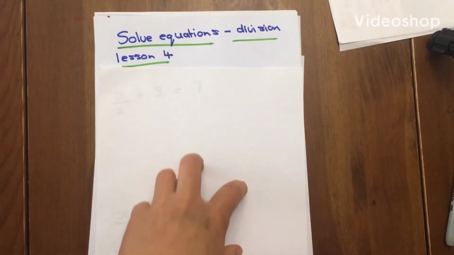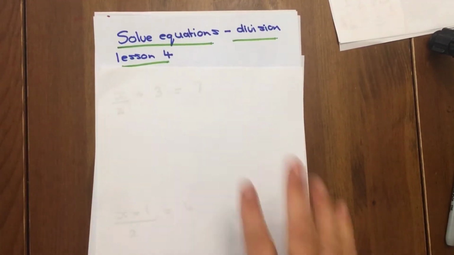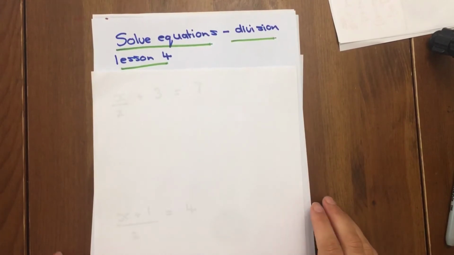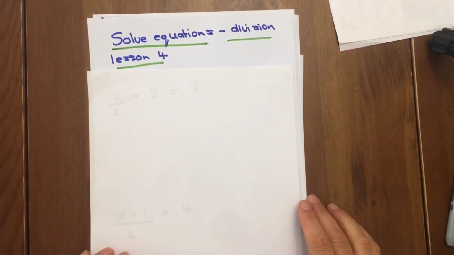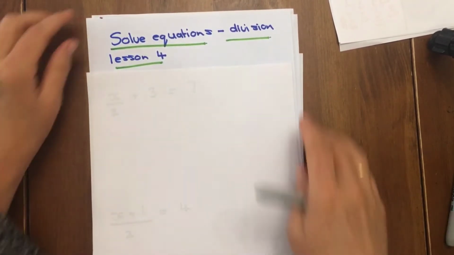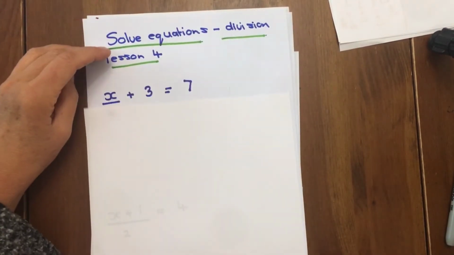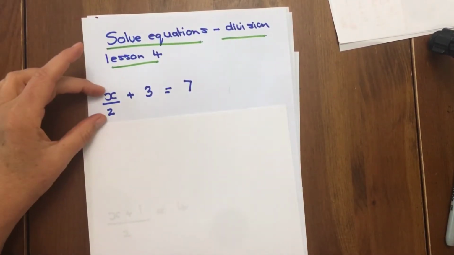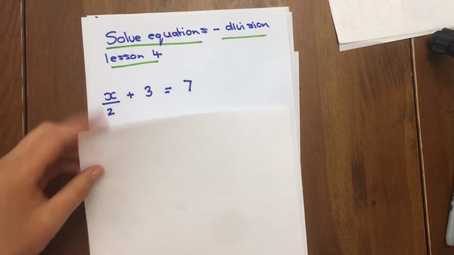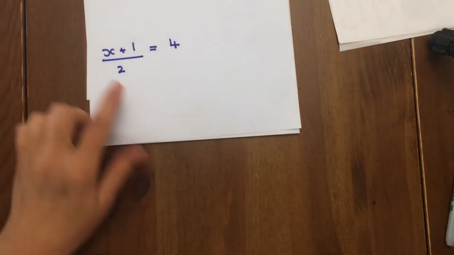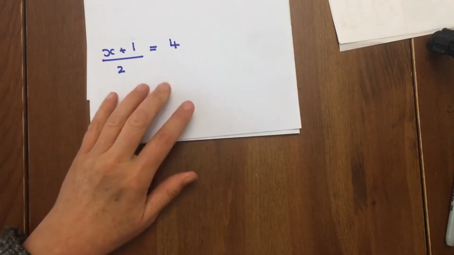Okay, lesson 4 on solving equations. I'm going to look at the two different types of equations where they involve division. Okay, so you could have a question like this, where you're dividing by 2, or you could have a question like this, where you're dividing the whole thing by 2.